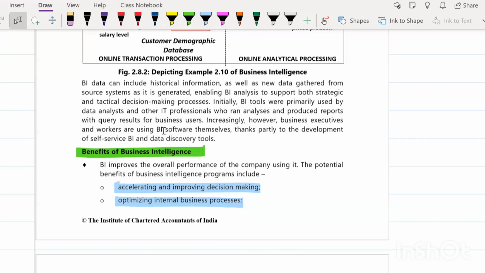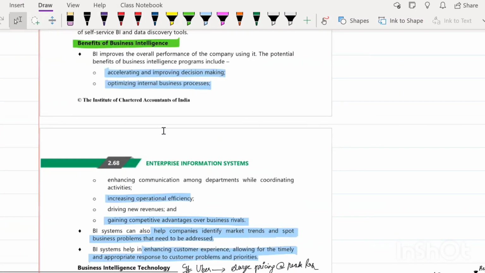When we read about business intelligence, we read that it was a technology driven process. So these are the kind of keywords, as when you read it, it will get registered in your mind, and this is what you have to apply in your exam. Okay, yes. So benefits of business intelligence.